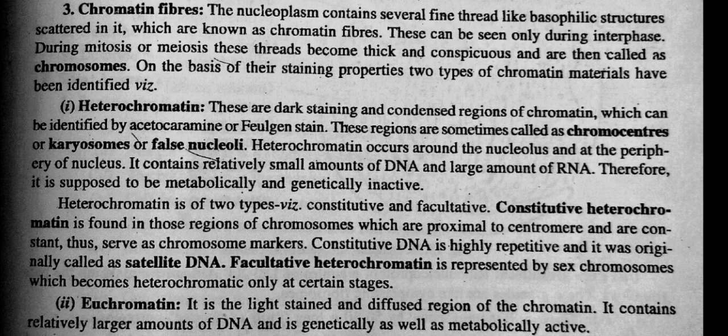Euchromatin is the light staining and diffuse region of the chromatin. It contains a relatively large amount of DNA and is the genetically as well as metabolically active part of chromatin. This means we have found two types of chromatin, heterochromatin and euchromatin.